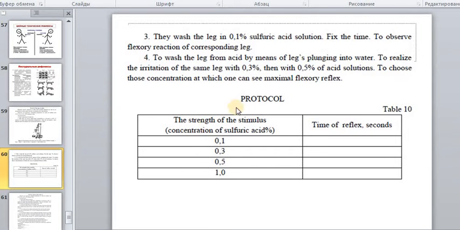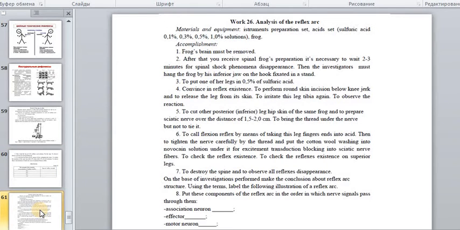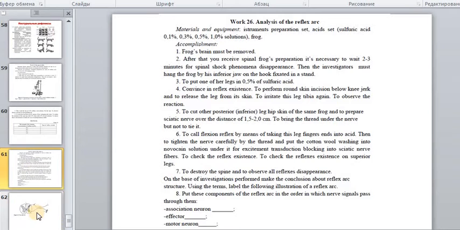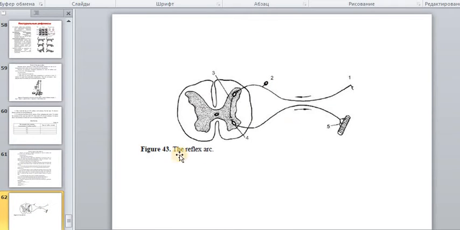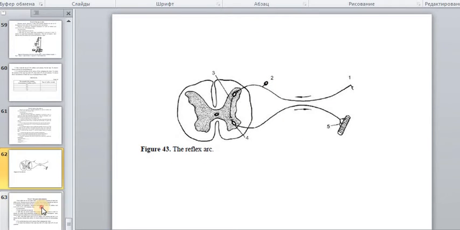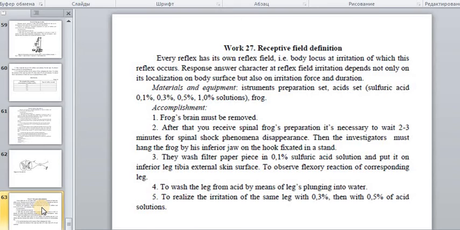And here you see the protocol table 10 for this lab work, and there we can put all seconds of time for each concentration. And then next, analysis of the reflex arc. You can write the parts of the reflex arc of this reflex, and then the receptive field definition.